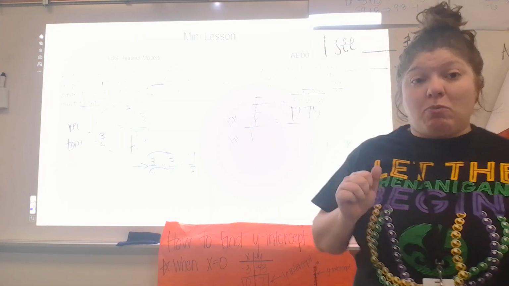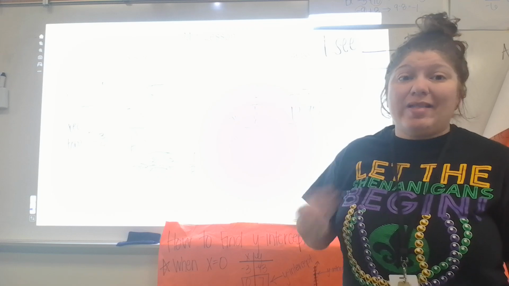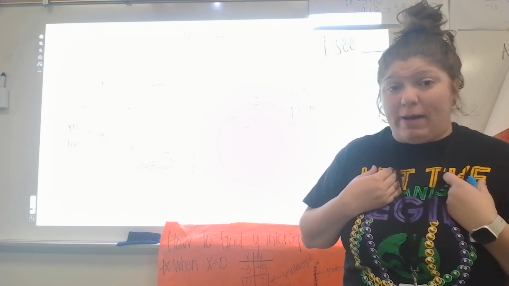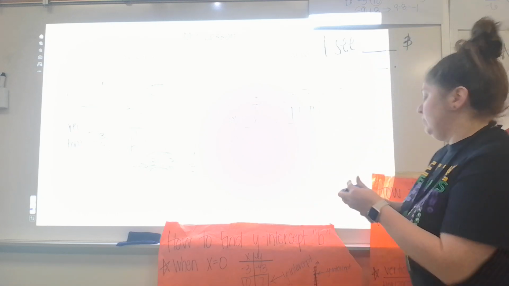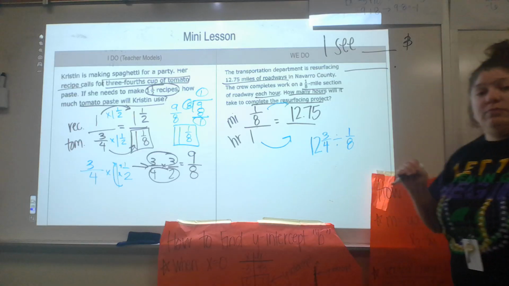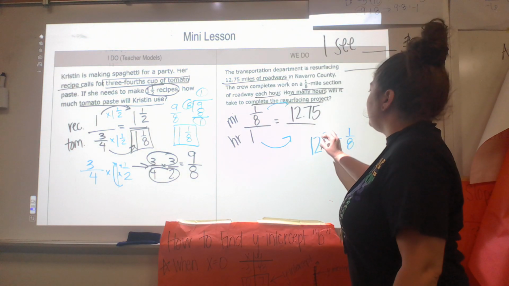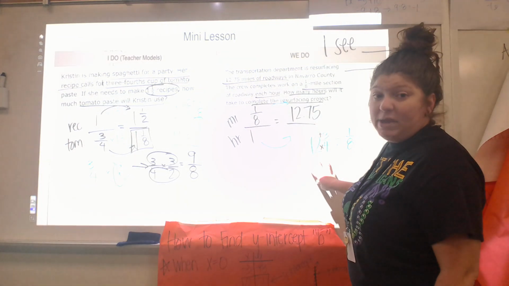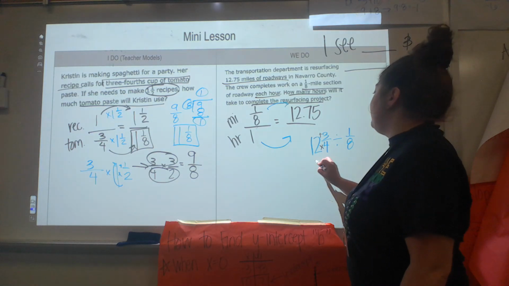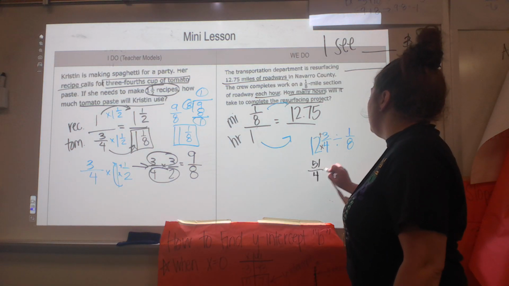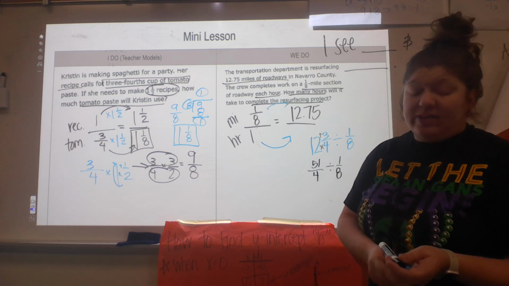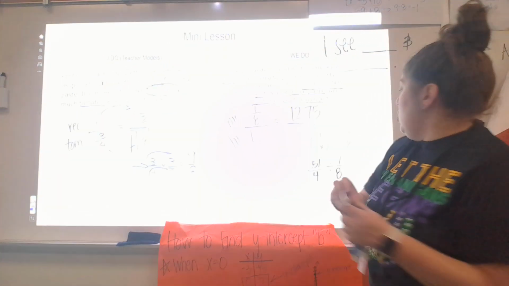I didn't want to change my 1/8 to a decimal because that's a lot. I'm not good at long division, and that's a lot of decimals to worry about. So I'm just going to keep it as fractions. Let's go ahead and convert our mixed number to an improper fraction. That's going to be 48 plus 3 is 51. So 51 over 4 divided by 1 over 8. Remember, dividing fractions is the same thing as multiplying by the reciprocal.